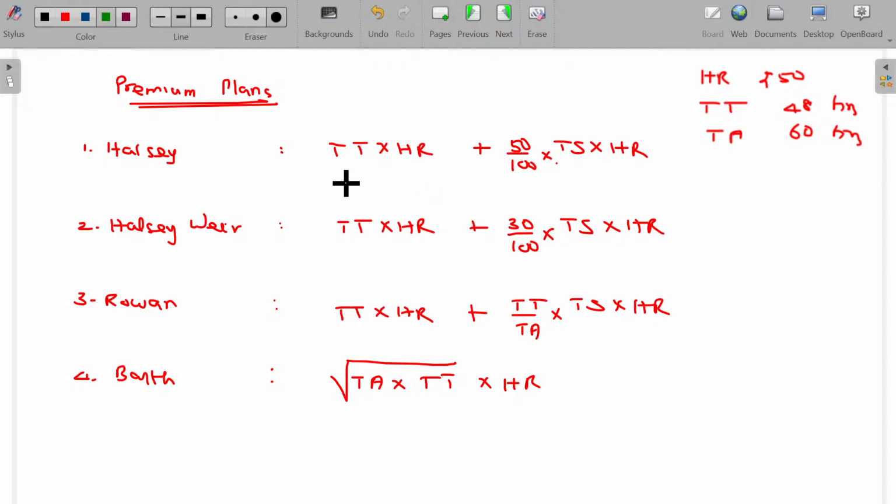Time taken being 48. What is the hourly rate? 50. Plus 50 percentage of time saved. What is the time saved here? The difference between these two, 12 hours being the time saved, and the hourly rate being 50. What's the final value? 2,700 under the Halsey plan.